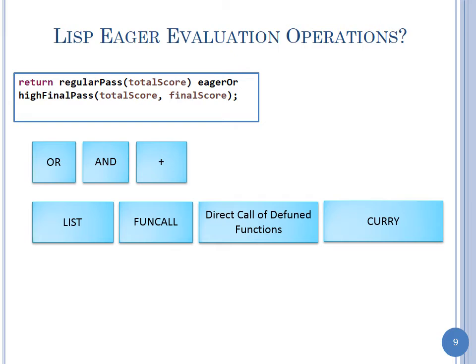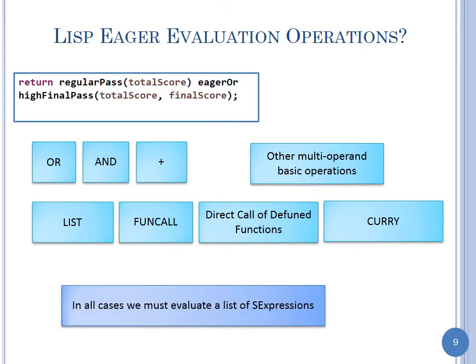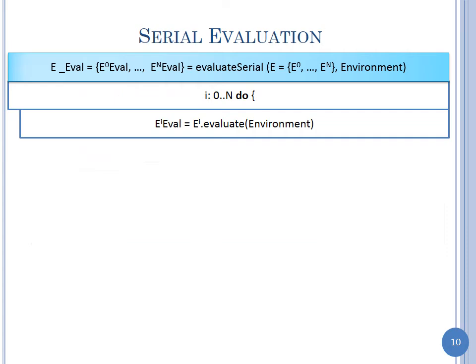Okay, so in all of these cases, we have a list of arguments that we want to process concurrently. So any multi-operand basic operation, as long as we don't have any side effects, and if we have side effects, we can try to define how to handle them. So in all cases, we must evaluate a list of expressions. So let's try to understand how this is done. Might be missing some curly braces here.